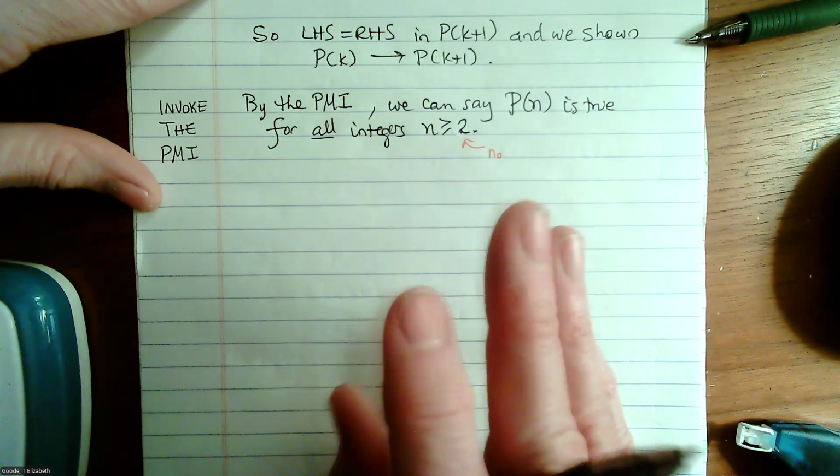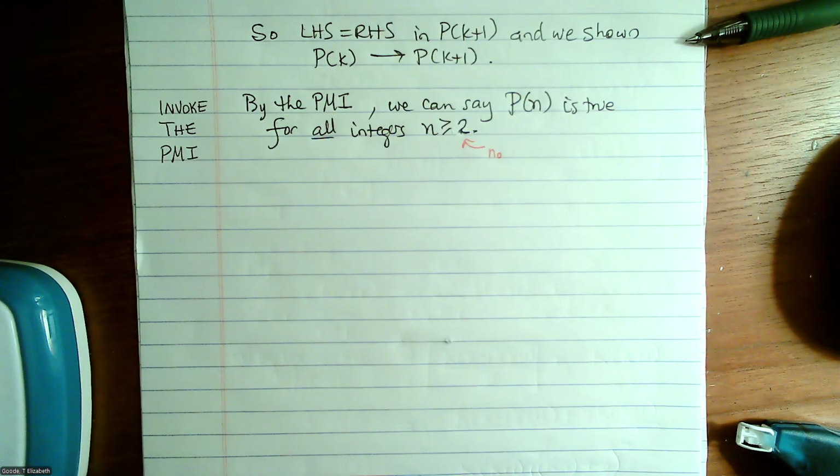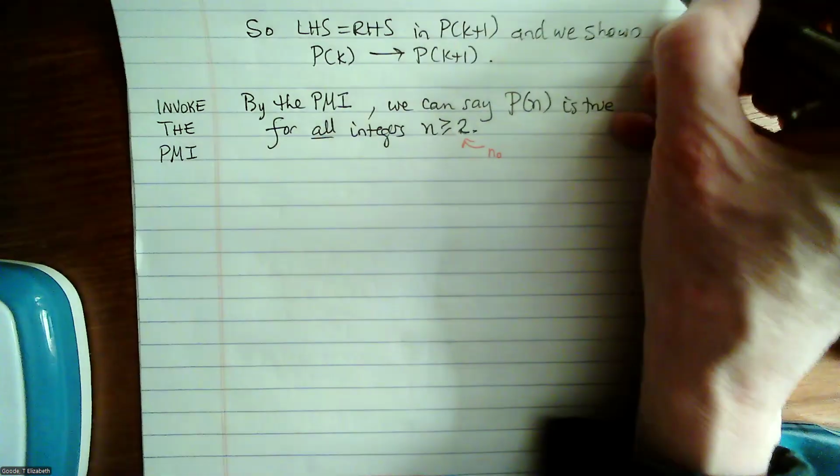So that's what the PMI says. It says if you can prove the basis and you can prove the inductive step, then the principle of mathematical induction, for free, tells you that statement is true forever after. It's true no matter how large n gets. So we just invoke it. We're not proving it. We're actually using it.